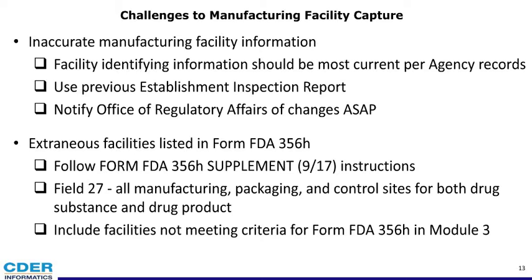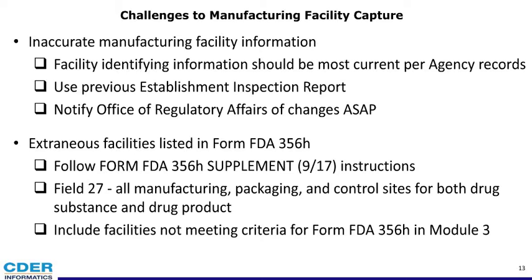So, going back to the master data, inaccurate manufacturing facility information. In the form FDA 356h or Module 3, if we have inaccurate information, it really causes issues, because as JJ's group looks at it at the master data level, they try to compare and understand the information to make sure they have the right site to give to us on the assessment side, to make sure that we're inspecting the right sites.